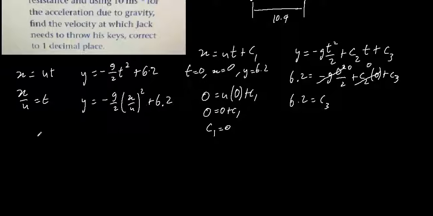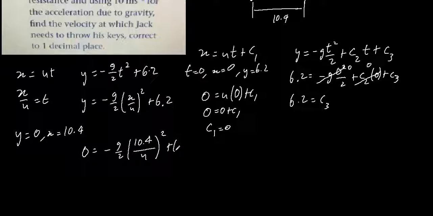Yeah? Okay, so now when y is equal to 0, x is equal to, not 6.2, 10.4. Let's substitute in. 0 is equal to minus g on 2, 10.4. I'm really messing up the numbers. Whoops, squared plus 6.2. Okay, let's bring that 6.2 to the other side anyway. So then I just get 6.2 is equal to g on 2, 10.4 squared over u squared, if I want to put that squared inside.